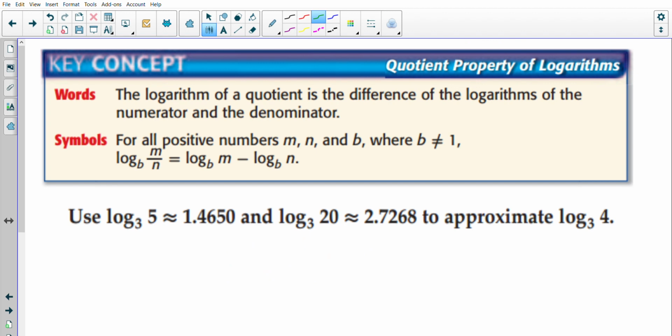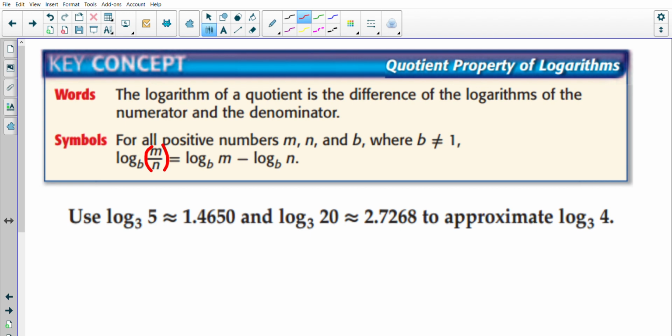Okay, so next one is the quotient property. It's the same as multiplication, but different. So same thing for all positive numbers m, n, and b, where b is not equal to 1, log base b of m divided by n. So again, m divided by n is inside the logarithm. We get log base b of m minus log base b of n.